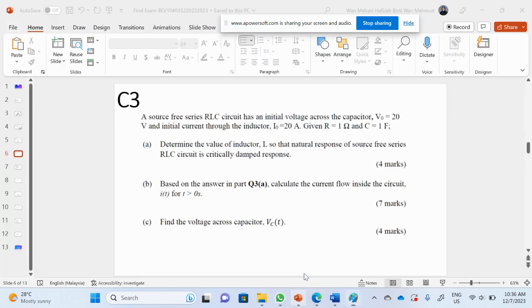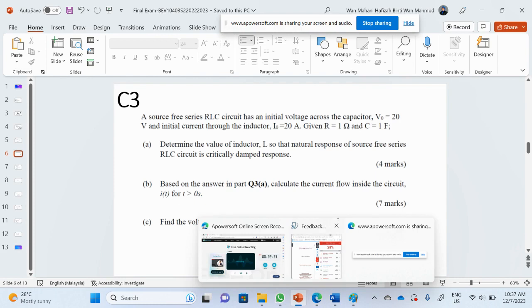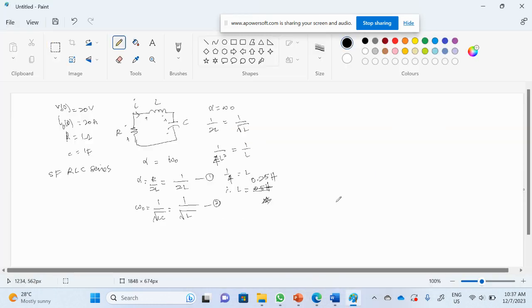So, question apa lagi dia tanya? Based on the answer, okay, calculate the current flow inside the circuit. Dia nak I. Dia suruh cari IT. Okay, L sekarang 0.25. So, what should we do?